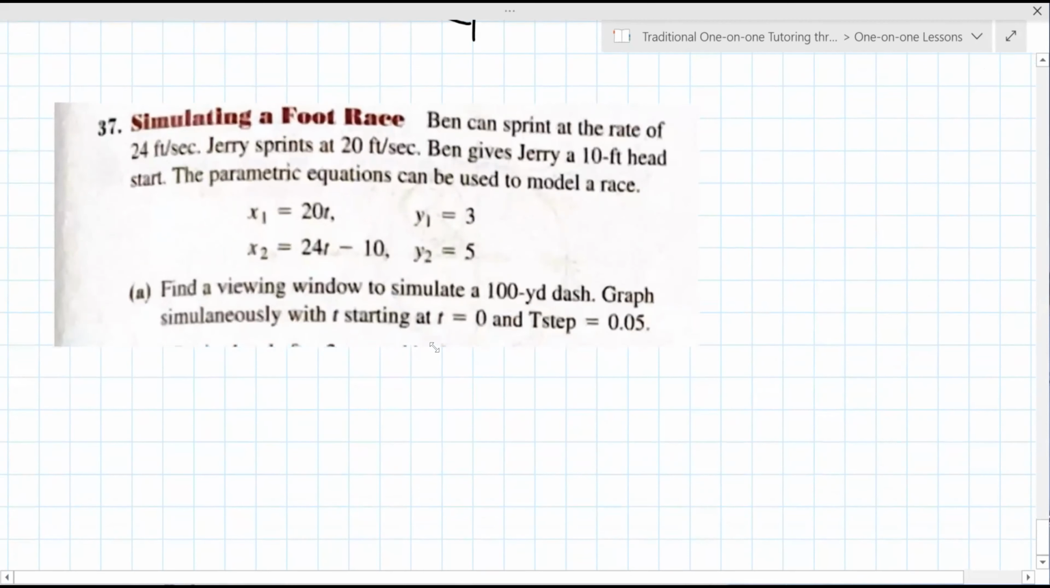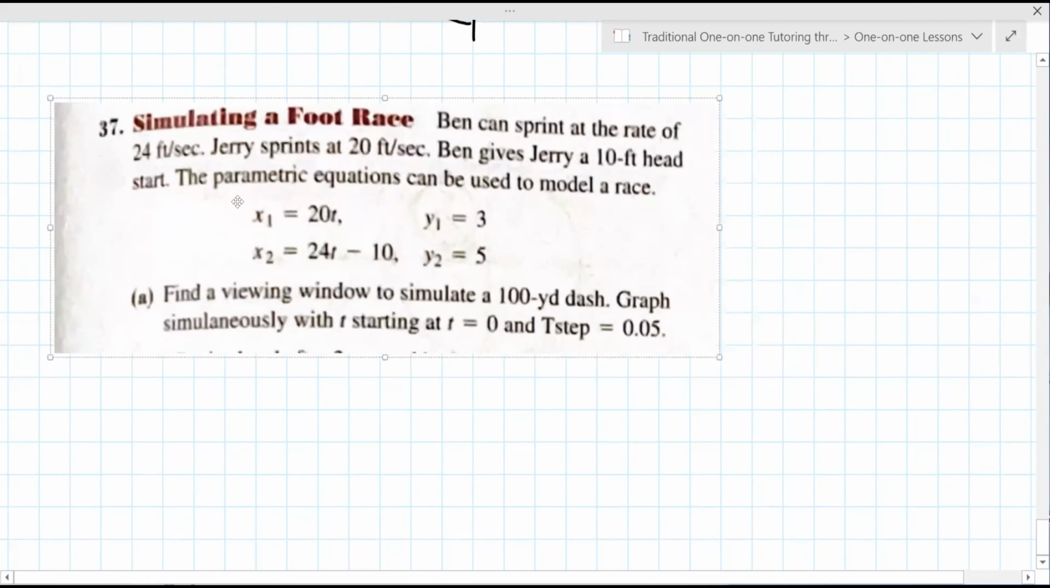Ben can sprint at the rate of 24 feet per second. So that's Ben. Jerry is 20. Ben gives Jerry a 10-foot head start. So find a viewing window to simulate a 100-yard dash. So how do they do it this way? Y1 equals 3.